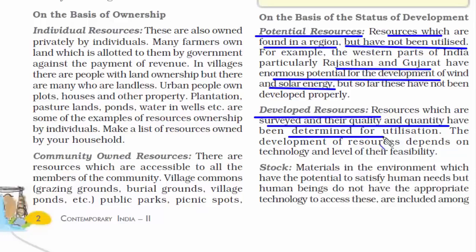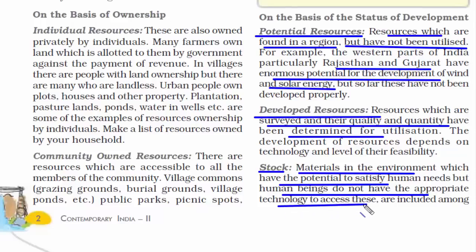Again, it is also helpful to determine how much to export and how much not to export. So this all comes under developed resources. And the next one we have is stock. The simple meaning of stock is you have a stock of something but you don't use that. Similarly, materials in the environment have the potential to satisfy human needs, but human beings do not have the appropriate technology to access these.